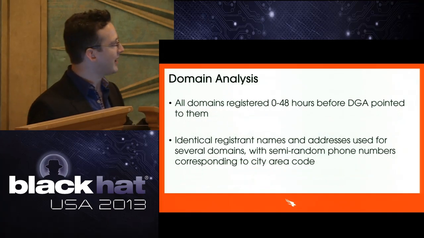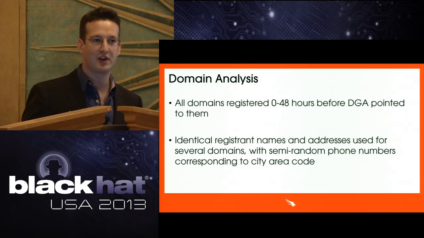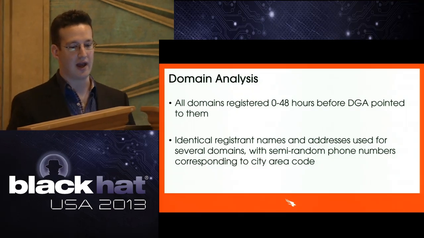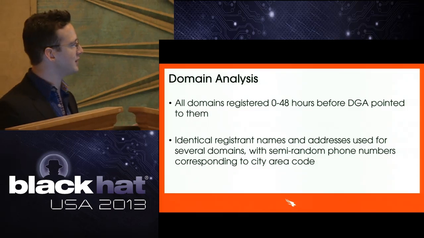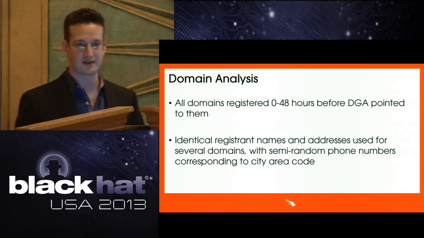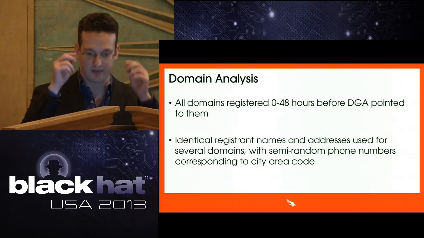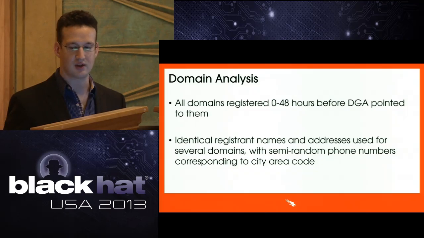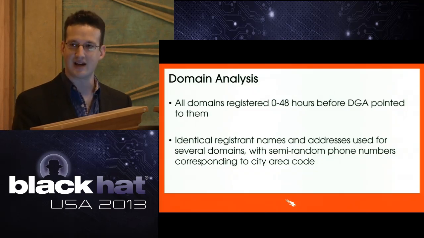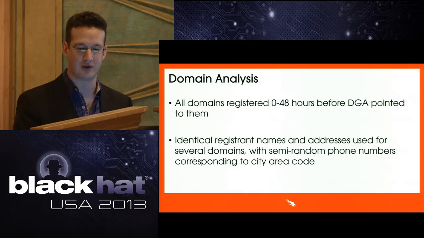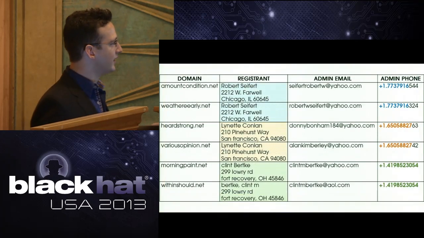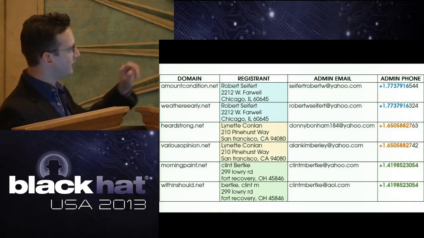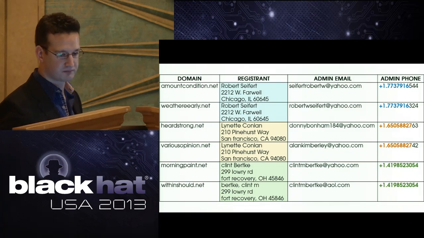Now, of these 20 domains, all of them were registered within 48 hours of the strike time. And we found identical registrant names and addresses used for several of the domains, so there was a lot of overlap amongst them. And there were semi-randomized phone numbers as well, corresponding to city area codes based on their registrant addresses. So let's take a look at some of them.